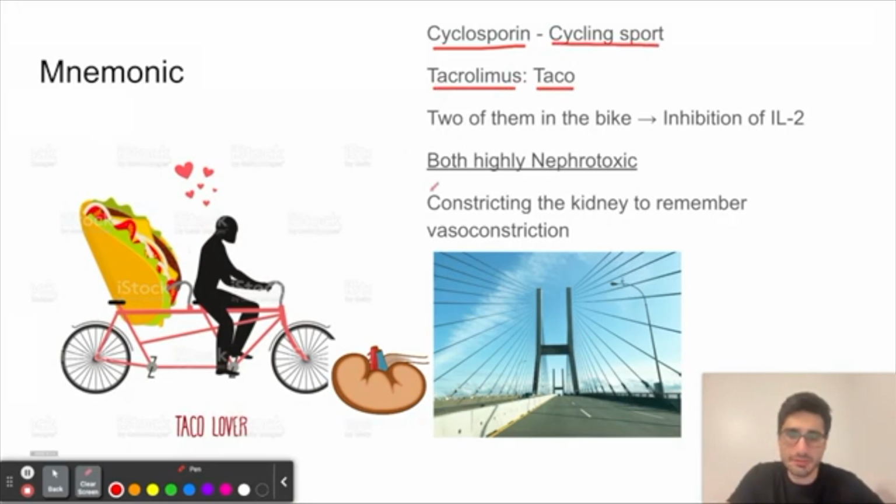So that is how you can remember that these two drugs work by inhibiting IL-2, and they're running over a kidney. So this is how also you can remember that both are highly nephrotoxic. And because they're running over the kidney, they're constricting the kidney as they run over. So this is how you can remember that these drugs are going to have vasoconstrictive effects, and that is going to cause the toxicity that they result in.